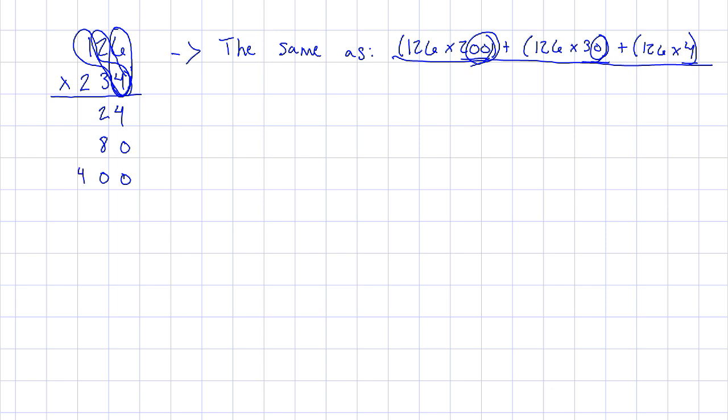Now I'm going to move on to the 3. 3 times 6, well, the 3 is in the 10 location, so I do need a placeholder here. And 3 times 6 is 18. 3 times 2. The 3 is in the 10 location, that gives me a 0. The 2 is in the 10 location, that gives me another 0. And then 3 times 2 is 6.